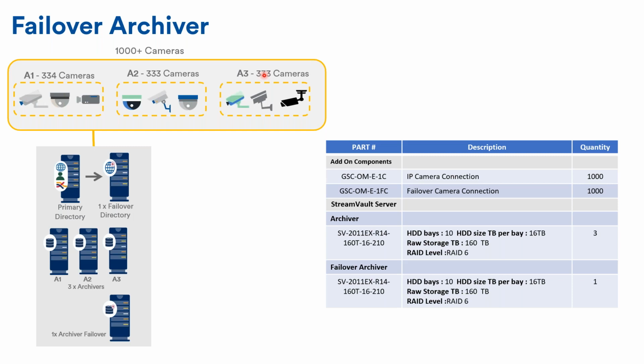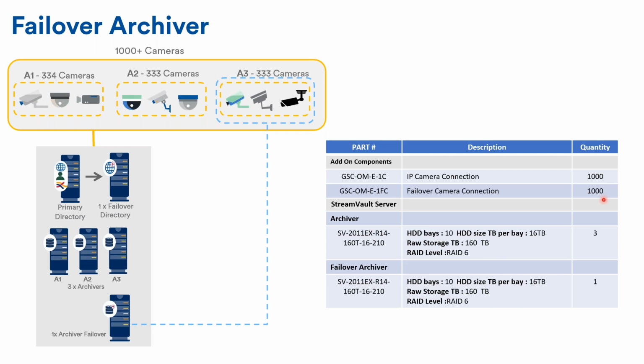Now, if for some reason one of these archivers goes offline, say for maintenance and such, then the failover archiver would take over. Say the A3 archiver is offline, in that scenario the failover archiver would take over and start recording. As you can see over here, we have our IP camera connection licenses, but we also need to quote the failover camera connection licenses. In this kind of environment, let's say we have 1,000 IP cameras total, we may want to have our failover archiver license go up to 1,000 cameras as well.